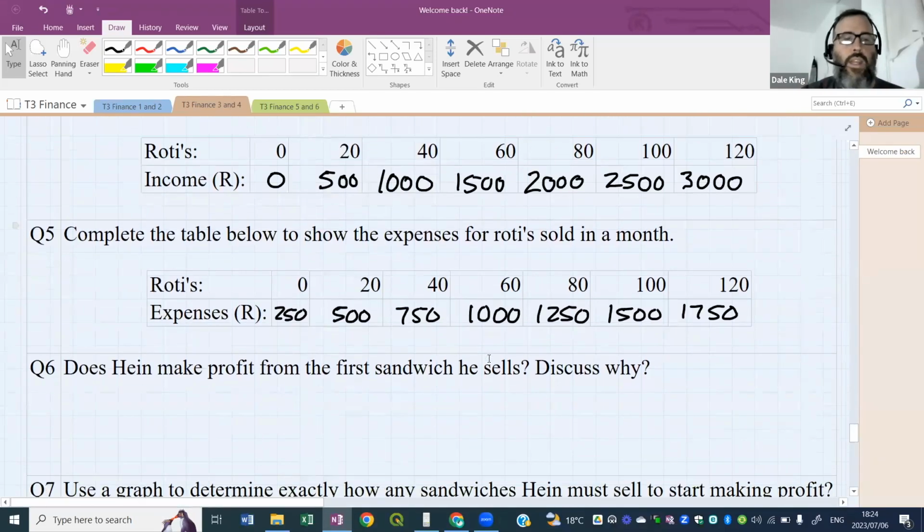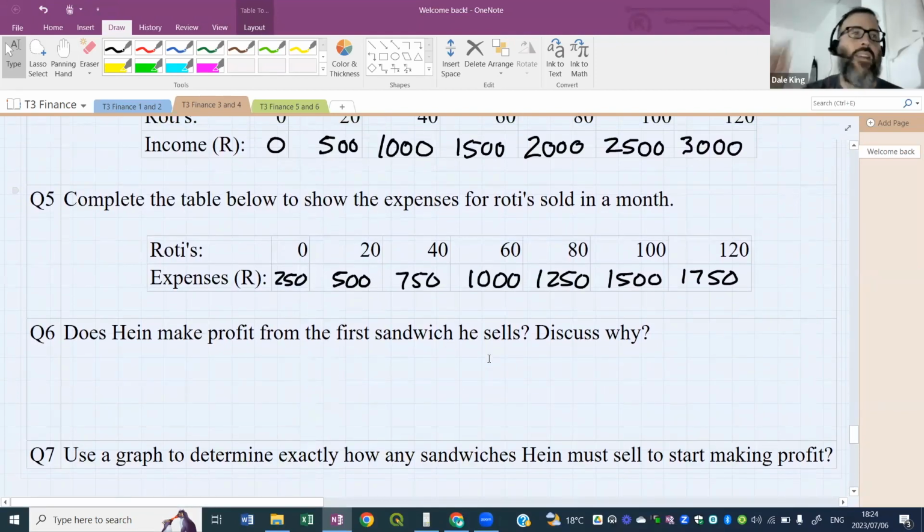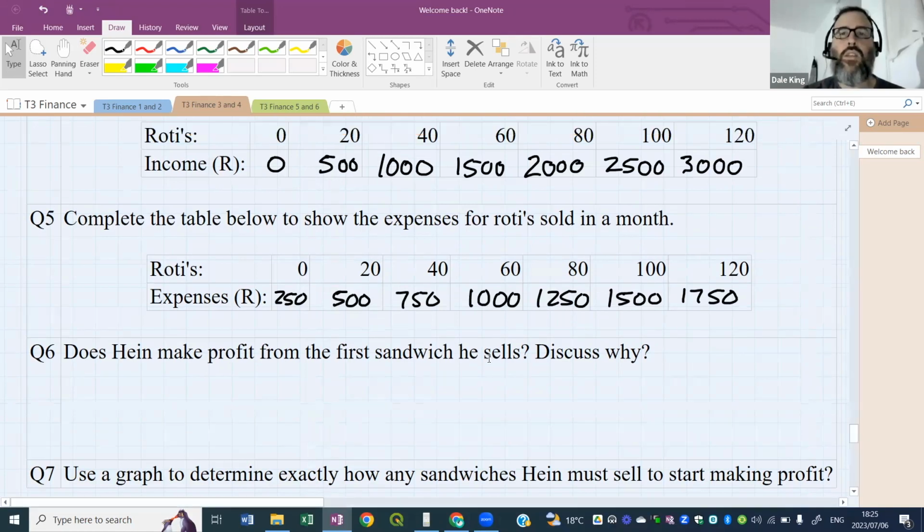All right, here's question 6. We had this exact same question on Tuesday. I want to see what's happened from Tuesday to today. Does Hein make profit from the first sandwich? Why? So you've got to say yes or no, but I need why. The understanding is the most important thing. Does Hein make profit from the first sandwich? The answer for that is easy.